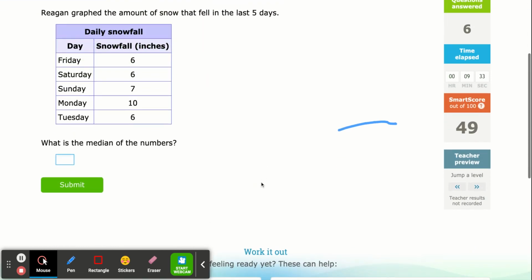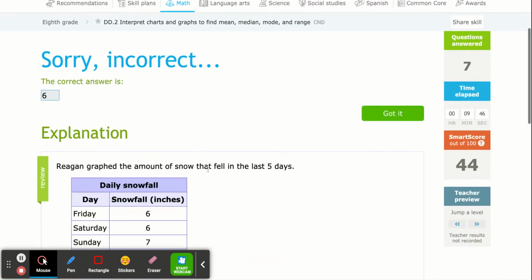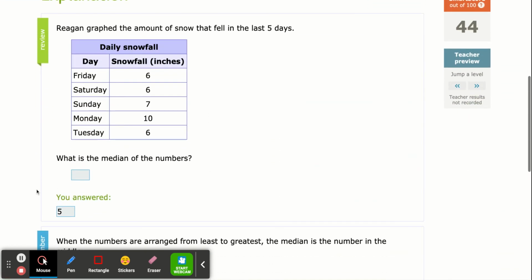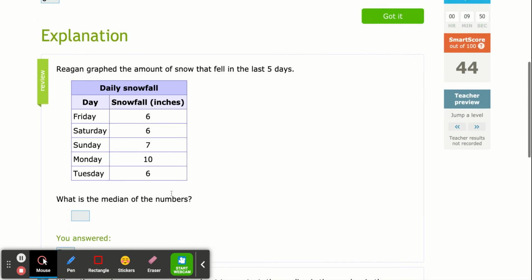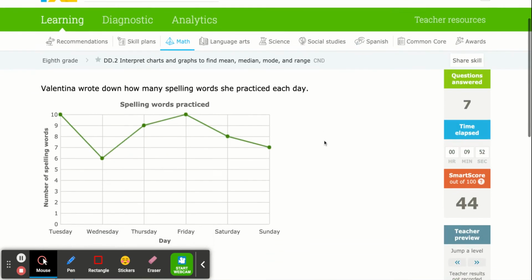Hopefully they're going to do a mode here in a minute. Median number: 6, 6, 6, 7, 8. So I have 2 sixes below, 7 and 8 above, the median is 6. Oh wow, didn't I type in 6? Oh, I typed in 5. I hit the wrong button. I said 6, but I typed in 5.